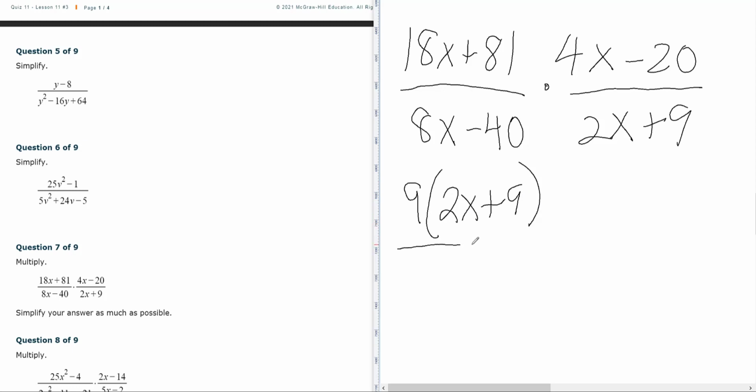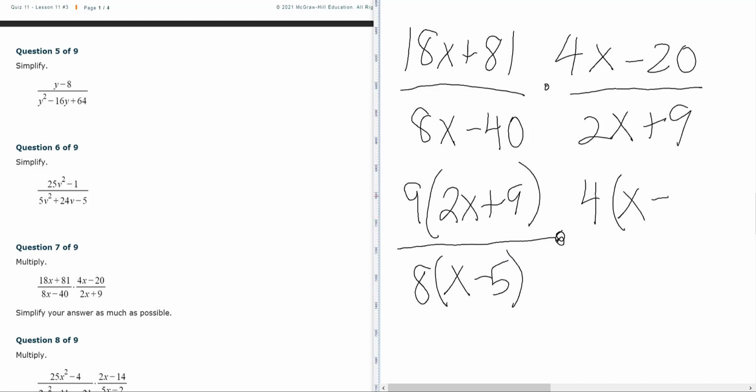Now I'm going to go down to this denominator, 8x minus 40. I'm going to take out an 8, x minus 5. Then I'm going to do my numerator, take out a 4, x minus 5. And there's no way to factor 2x plus 9, so it stays here. And if you want to, you can put it in parentheses. It doesn't have to be, though.